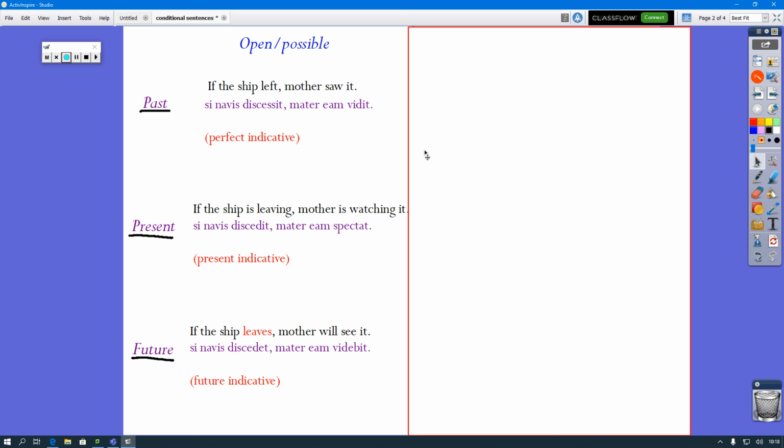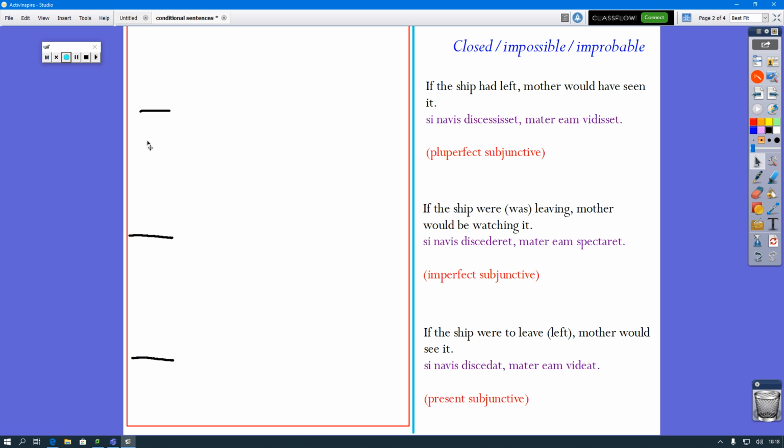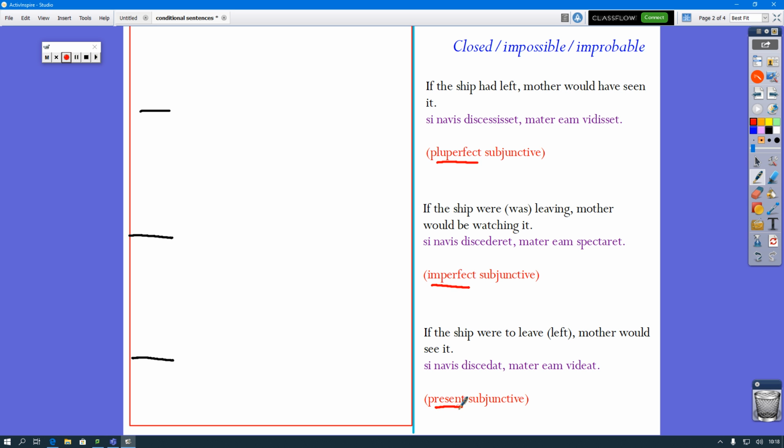Now the fun starts when we introduce the subjunctive into these sentences. Now the tenses that we use are very important. We use the pluperfect subjunctive for past conditions. We use the imperfect subjunctive for present conditions, and we use the present subjunctive for future conditions. Let's see what they look like then.